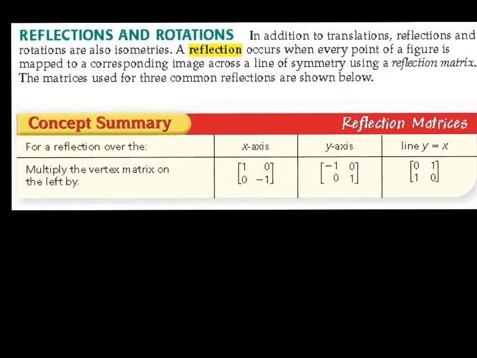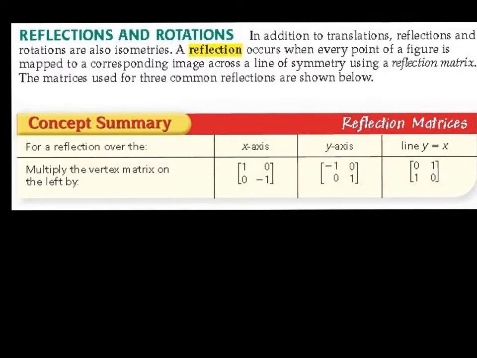In addition to translations, reflections and rotations are also isometries. A reflection occurs when every point of a figure is mapped to a corresponding image across a line of symmetry using a reflection matrix. The matrices used for common reflections are shown below. Write these on a note card or in your notes someplace it's easy to find, because I don't have them memorized either. They're very similar to each other.